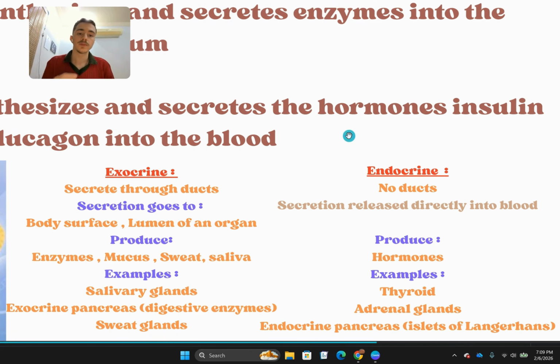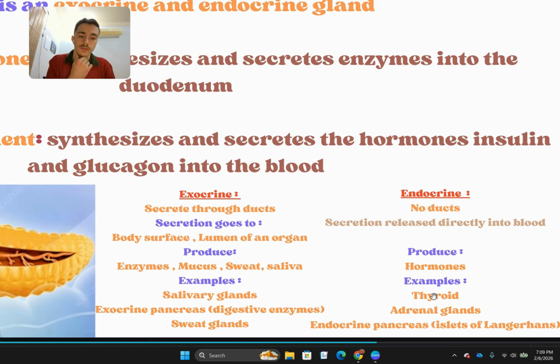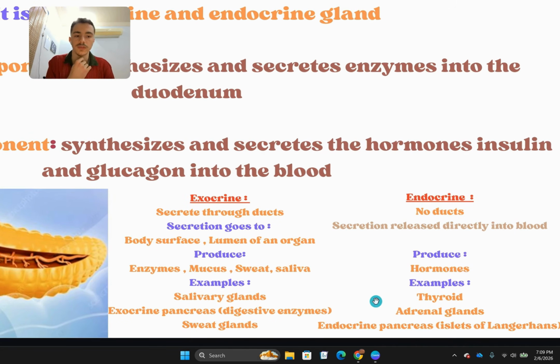As for the endocrine, no ducts. That's why it goes directly to the bloodstream, directly to the blood capillaries or veins or arteries. Secretion is released directly into the blood. Produce hormones like the thyroid, adrenal gland, and endocrine pancreas, the islets of the pancreas.